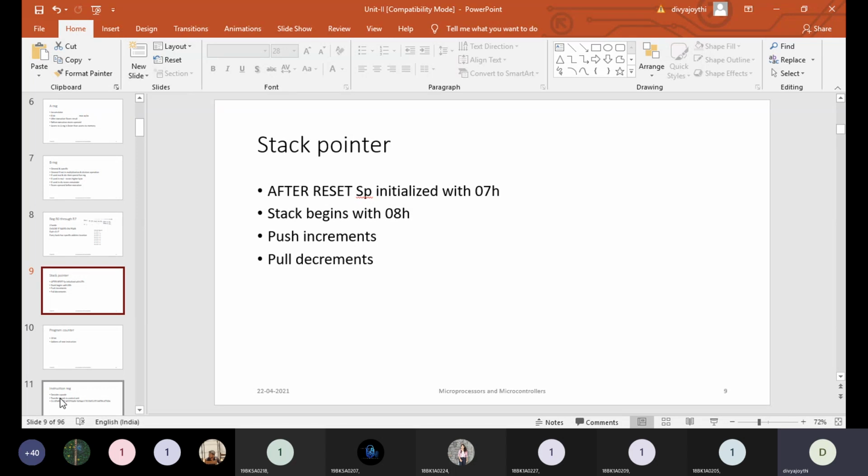Soon after the reset operation, stack pointer will carry a value of 07, and when stack pointer is carrying 7, stack will carry 8. Whenever you are performing a push operation, the stack pointer value will be incremented. And if you are performing a pull operation, that means retrieving the data from the stack, then the stack pointer value will be decremented.